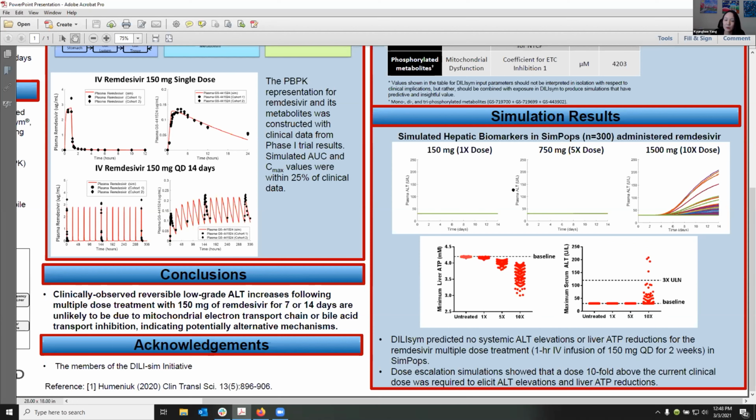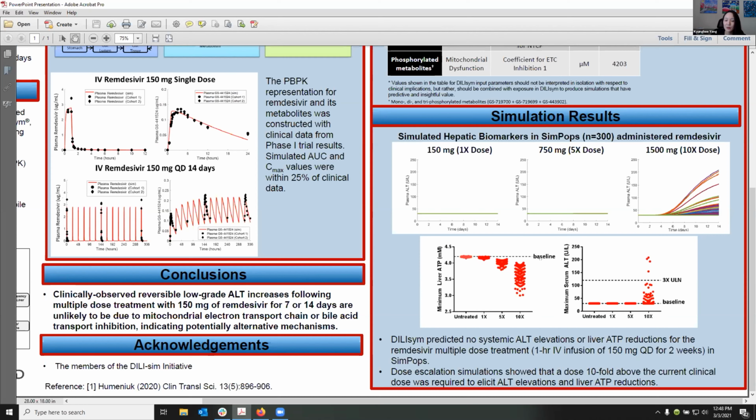So we ran some dose escalation simulations to assess potential safety margin. Still didn't see anything up to 5x of the clinical dose. And when we simulated 10x of the actual phase 1 clinical dose, then we started to see some liver signals, elevations of ALT in a subset of simulated individuals.